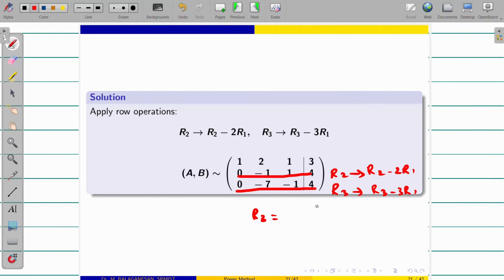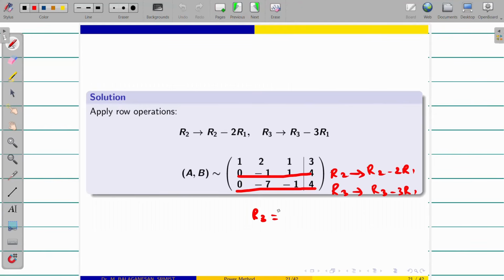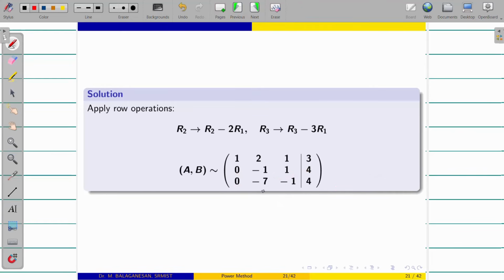Subtract here. Now what is our aim? We have to reduce the second column element into 0. This is 7. We have to reduce this 7 into 0. So how to do that? Any idea, guys?